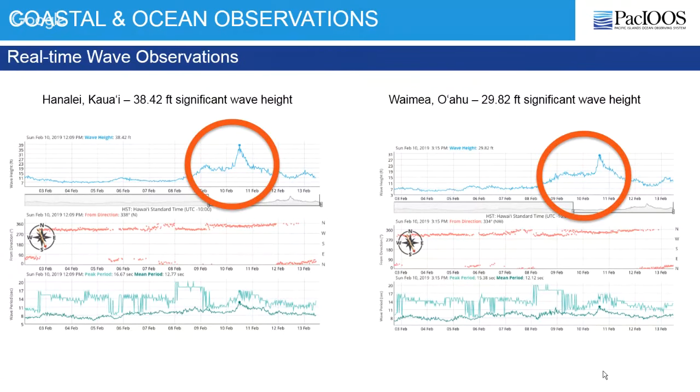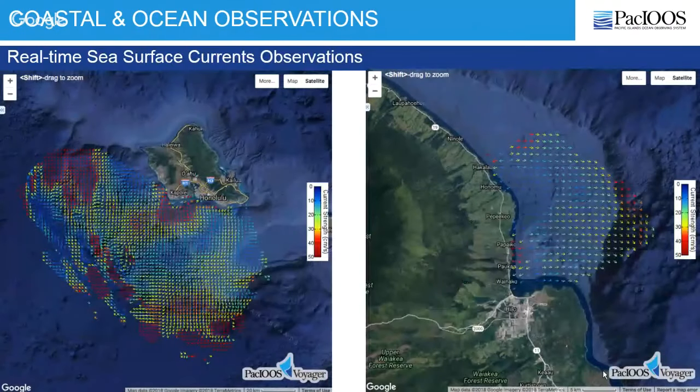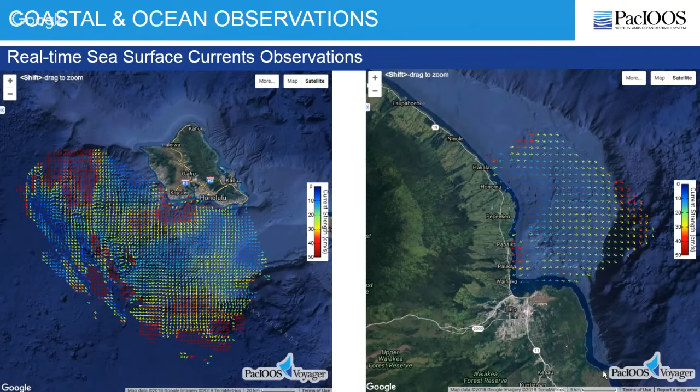Alrighty. Moving on, so that was the wave component, how we measure wave height, period, and direction. And then we also measure sea surface currents in real time. It's measured with land-based stations. You can see that for Oahu, we have a pretty large field that we cover. And for the Big Island, it's around Hilo.